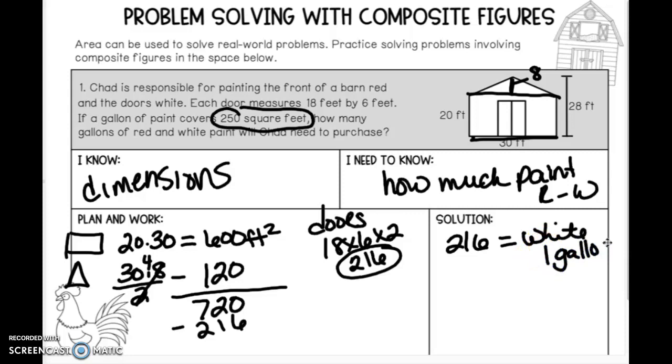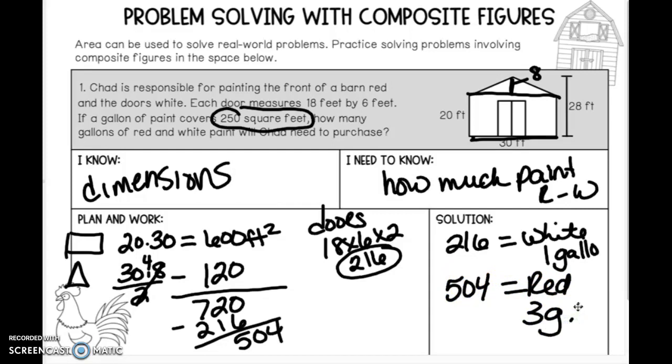720 minus 216 is 504. And 504, we know there's 250 and 250 equals 500, so we need just a little more. So unfortunately, we have to buy that 3rd gallon. So because there's 504, we need 3 gallons of the red. Okay, always have to go a little more with the paint.